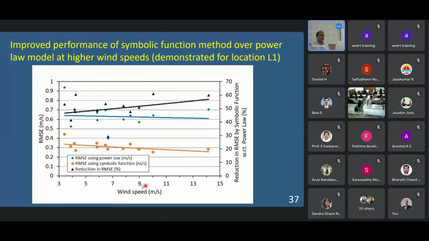Now, based on wind speed, as the wind speed increases, how the error is coming using these two. This is the symbolic function based one. You can see as the wind speed increases, error is coming down. Of course, it is the same for power law based also, but overall, this is better. The improvement is better in case of symbolic function. So this shows at higher wind speeds, it's better to use my symbolic function based solution.